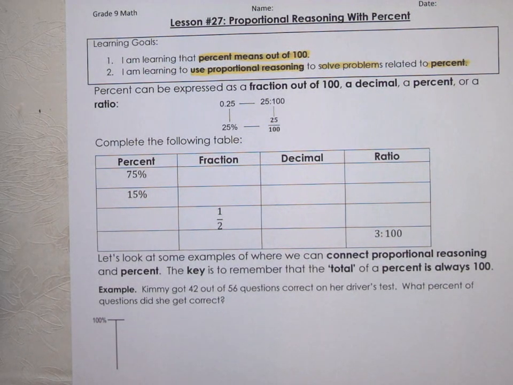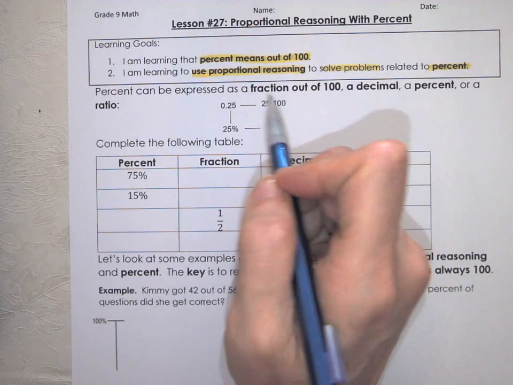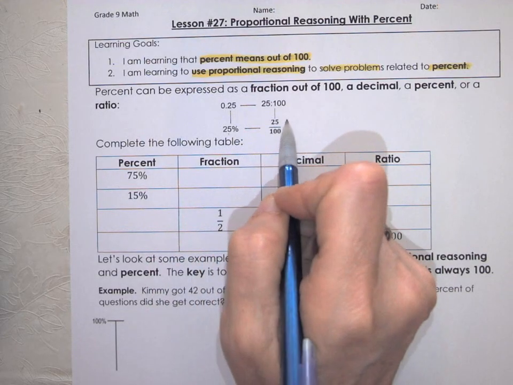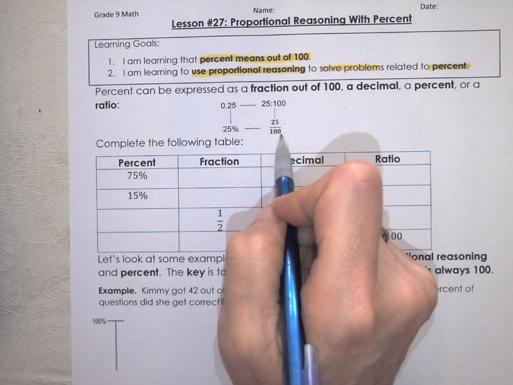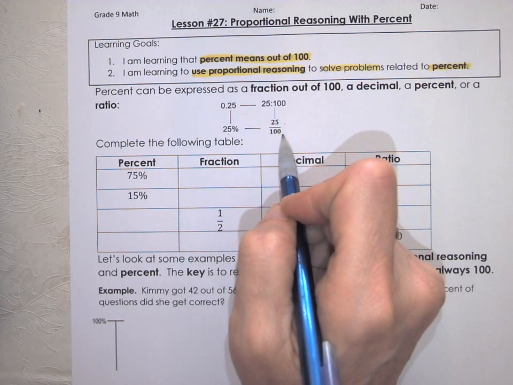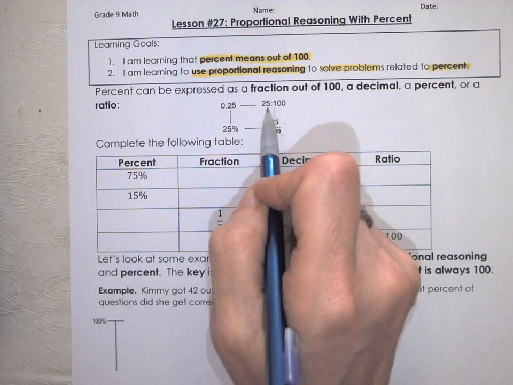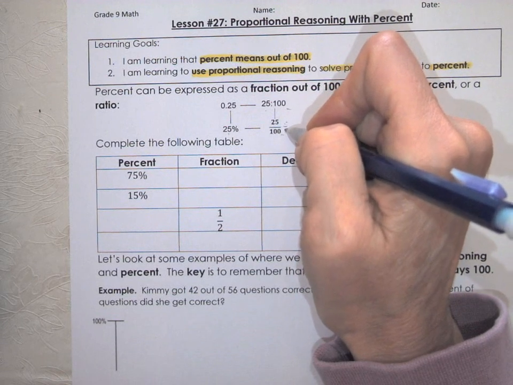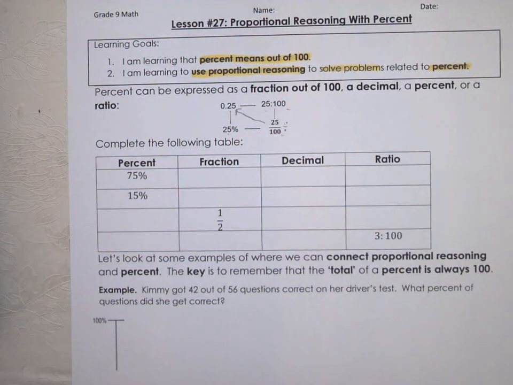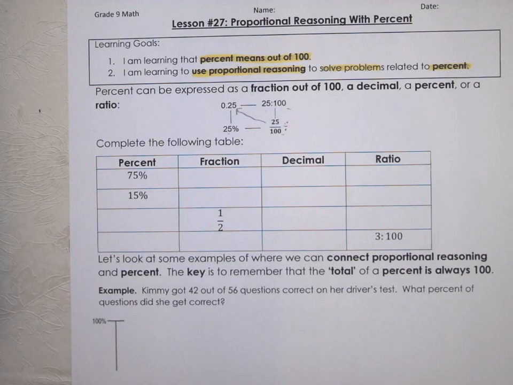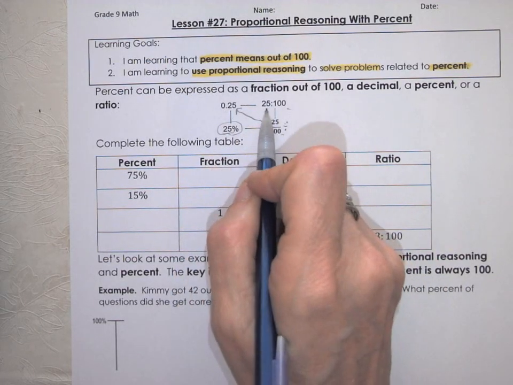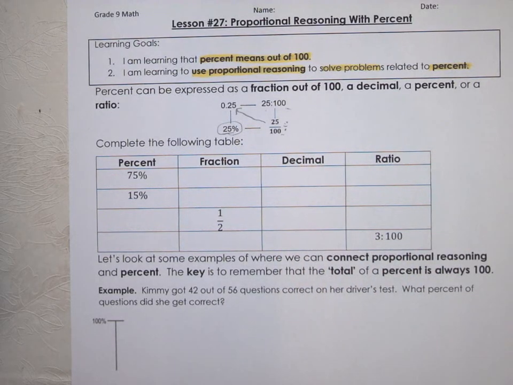So percent can be expressed as a fraction out of 100, a decimal, a percent, or a ratio. And I kind of did this little graphic here. 25%, if we start down here in the bottom corner, is the same as 25 out of 100, because percent means out of 100. 25 over 100 can be written, that's like a fraction form of a ratio, so it could also be 25 to 100. And then if you divide 25 divided by 100, you get 0.25. So there's 4 representations of 25%. You could say 25%, 0.25, 25 to 100, or 25 over 100, and they all mean the same thing.